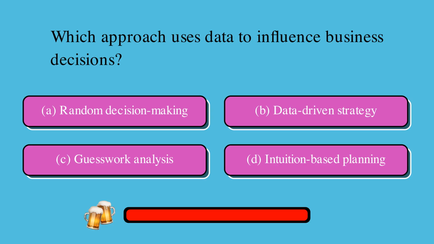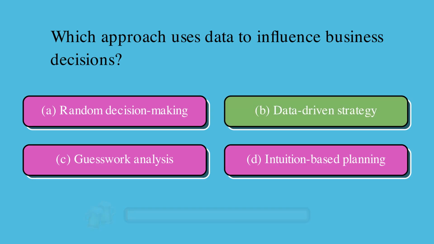Which approach uses data to influence business decisions? Is it A, random decision-making, B, data-driven strategy, C, guesswork analysis, or D, intuition-based planning? The correct answer is B, data-driven strategy.